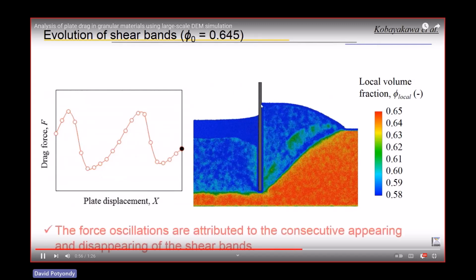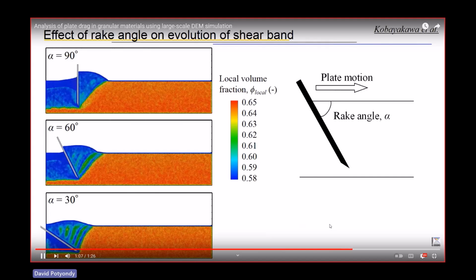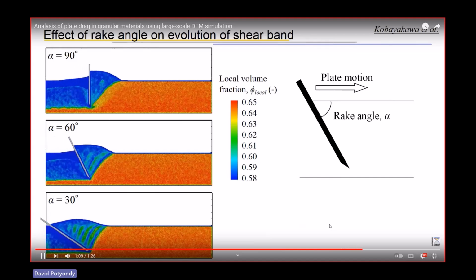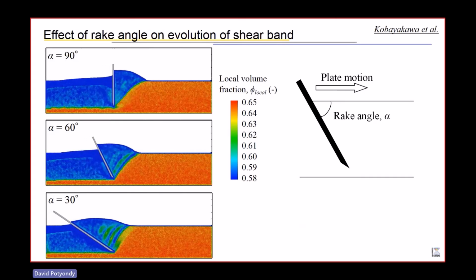This is the total force on the plate, right? Again, spherical particles with rolling resistance. And then here, of course, you're looking at the effect of rake angle, right? Which must be affecting the force because it's affecting the orientation of these shear bands.